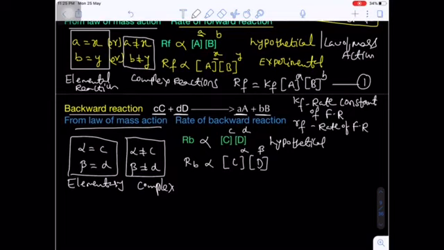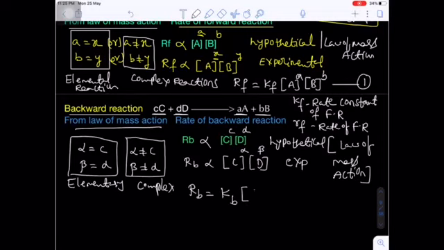Okay, now here this is experiment, this hypothetical is our law of mass action. That means we are assuming the reaction is an elementary reaction. That's why we are using the stoichiometry and powers both equal. Now here Rb is equal to some proportionality constant Kb multiplied by C to the power small c and D to the power small d. Let's suppose equation number 2.